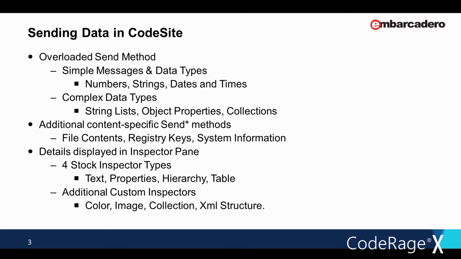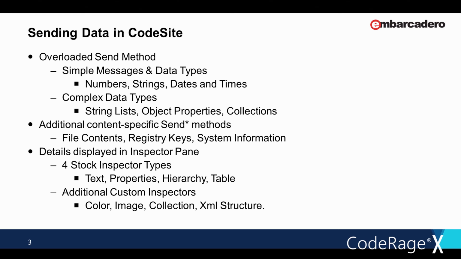So to start, CodeSite has quite a bit of built-in functionality for sending data. There's an extensively overloaded send method that takes care of all kinds of simple message and data types like numbers, strings, dates, and times, but also supports complex data types like object properties and even collections of items with their subproperties, string lists. There's also support for content-specific type messages like version information for your executable and file contents and image structures and XML data and so forth.